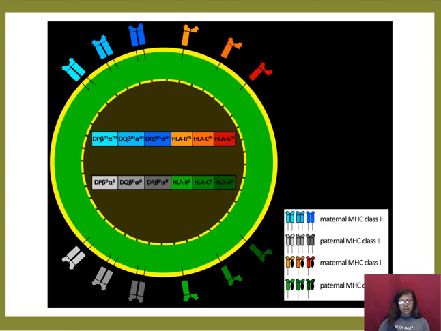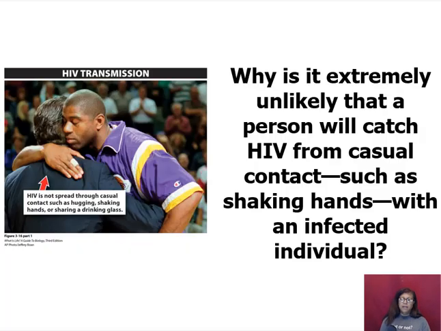But let's carry on with the cell membrane and disease, and why we need to understand how the cell membrane functions, because this is the basis of different diseases. So when we talk about HIV, here's the question: why is it extremely unlikely that a person will catch HIV from casual contact, such as shaking hands with an infected individual? Why does that actually not transmit the virus? Well, here's why.